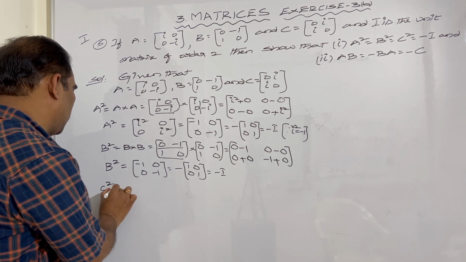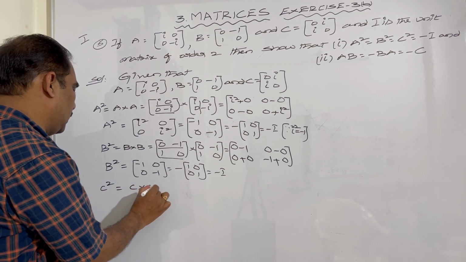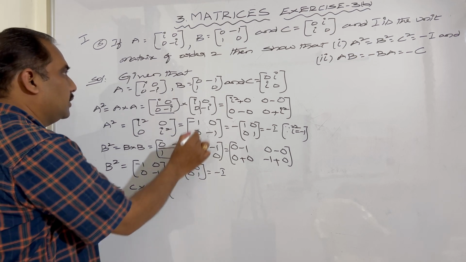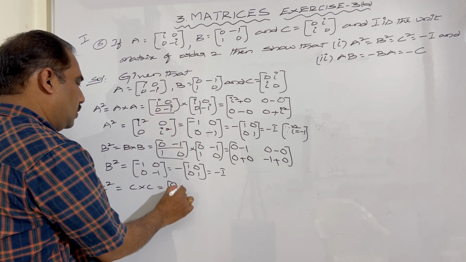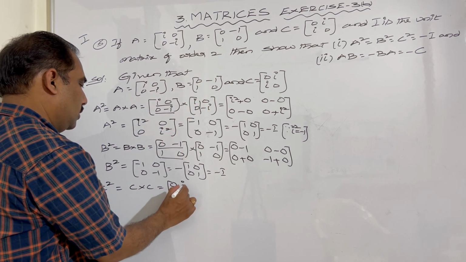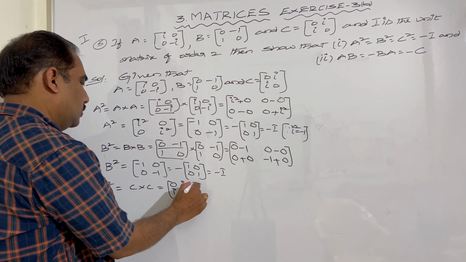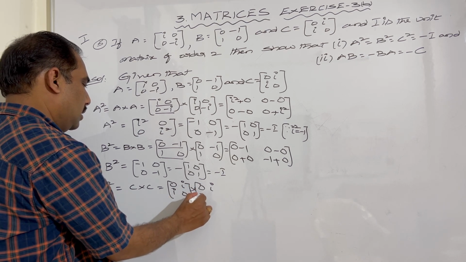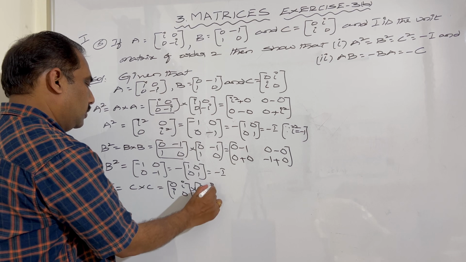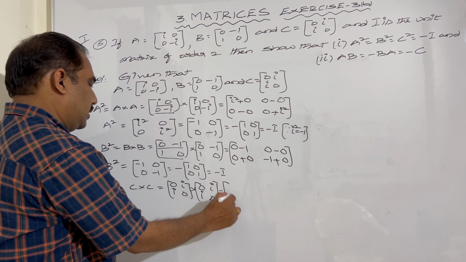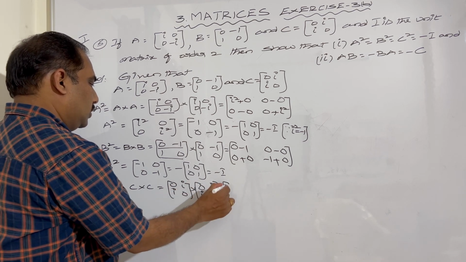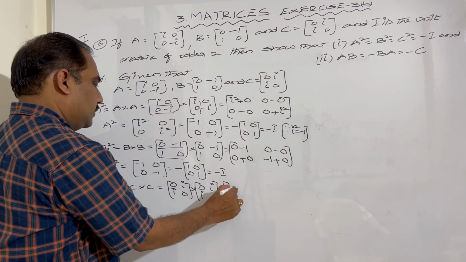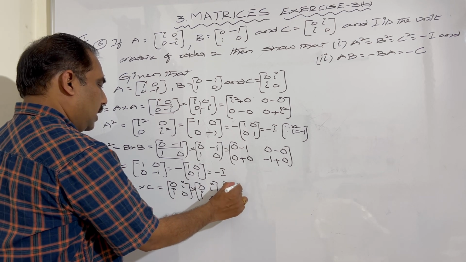Now C square is equal to C into C, which is equal to matrix C, [[0, I], [I, 0]], again into [[0, I], [I, 0]]. If you multiply these two, we get first row, first column, 0 into 0, 0 plus I into I, that is I square.